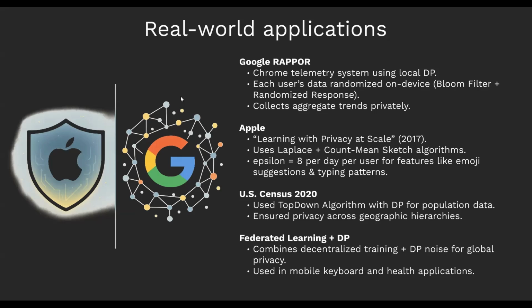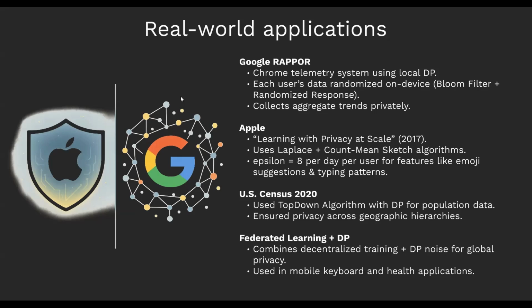The second one we have is Apple. So Apple has also adopted differential privacy in its data collection systems, described in their 2017 report, Learning with Privacy at Scale. Apple's system gathers usage statistics from iOS and macOS devices to improve features like emoji recommendations, predictive text, and lookup hints, all without exposing personal user data.